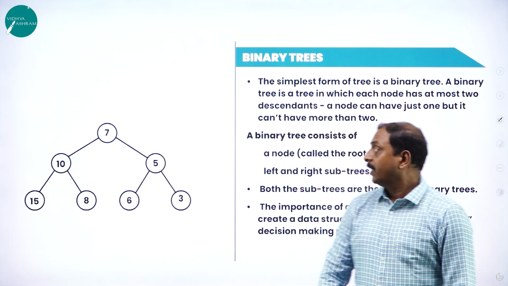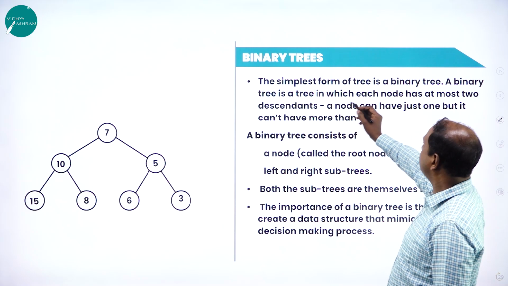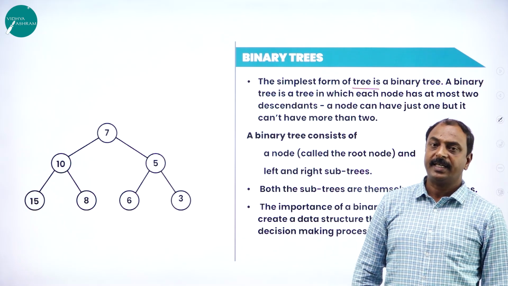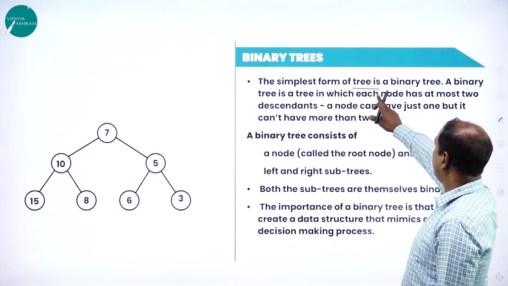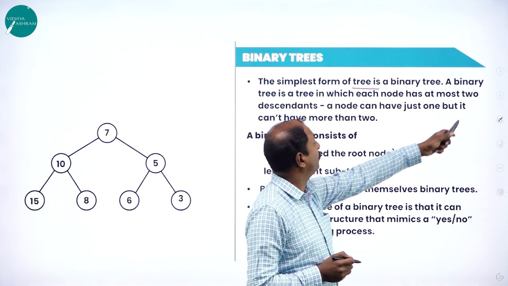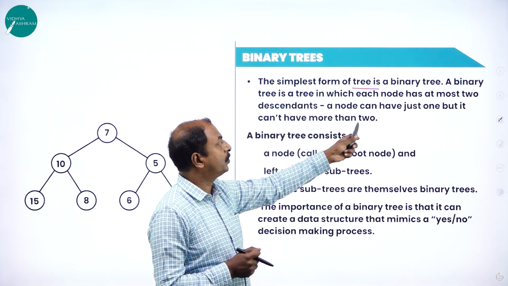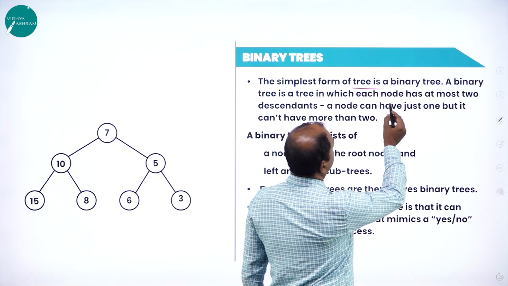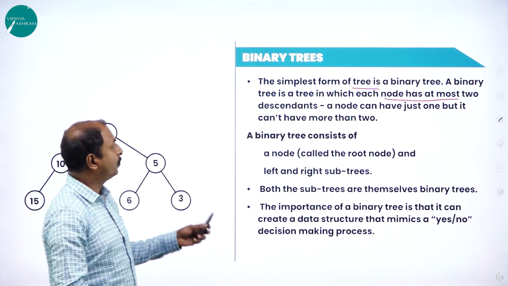Now let us see the example of a tree. Here, binary tree. A binary tree is the simplest form of tree, and it is an example of a non-linear data structure under tree. A binary tree is a tree in which each node has at most two descendants. A node can have just one, but it cannot have more than two. So binary tree is a tree in which each node has at most two descendants.